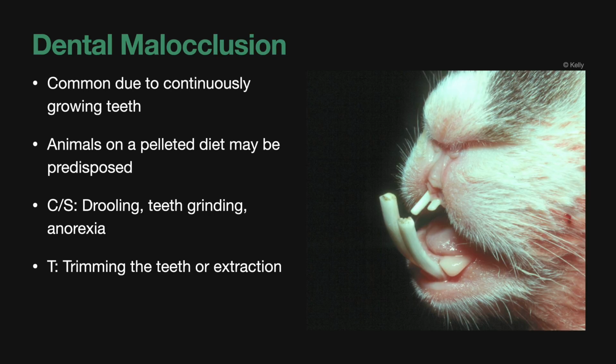Dental malocclusions are common in rabbits due to their continuously growing teeth. Animals who consume an exclusively pelleted diet may also be predisposed. Clinical signs include drooling, teeth grinding, and anorexia. We can treat this condition by trimming the teeth under anesthesia or potentially removal of affected teeth.